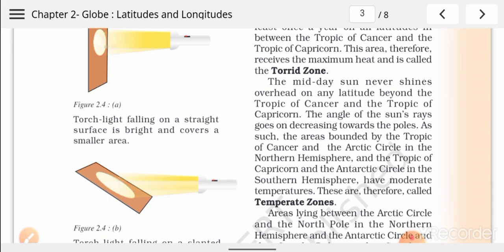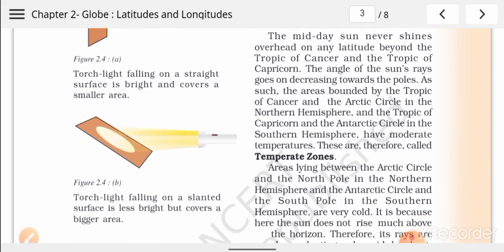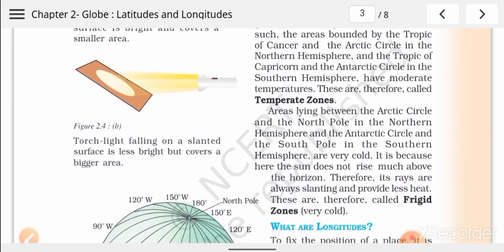The angle of the sun's rays goes on decreasing toward the poles. As such, the areas bounded by the Tropic of Cancer and the Arctic Circle in the northern hemisphere, and the Tropic of Capricorn and the Antarctic Circle in the southern hemisphere, have moderate temperatures. Because of the Earth's axis, they are therefore called temperate zones.